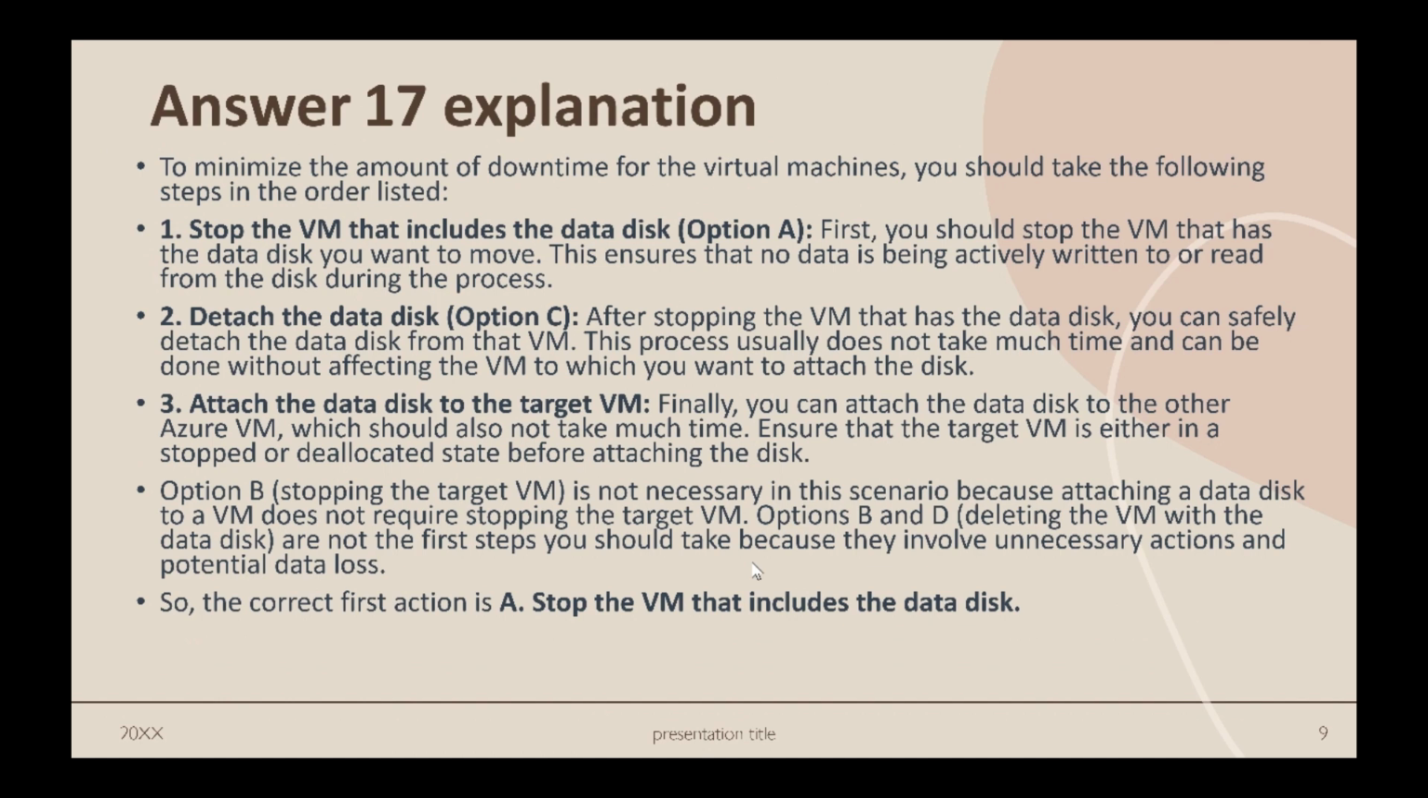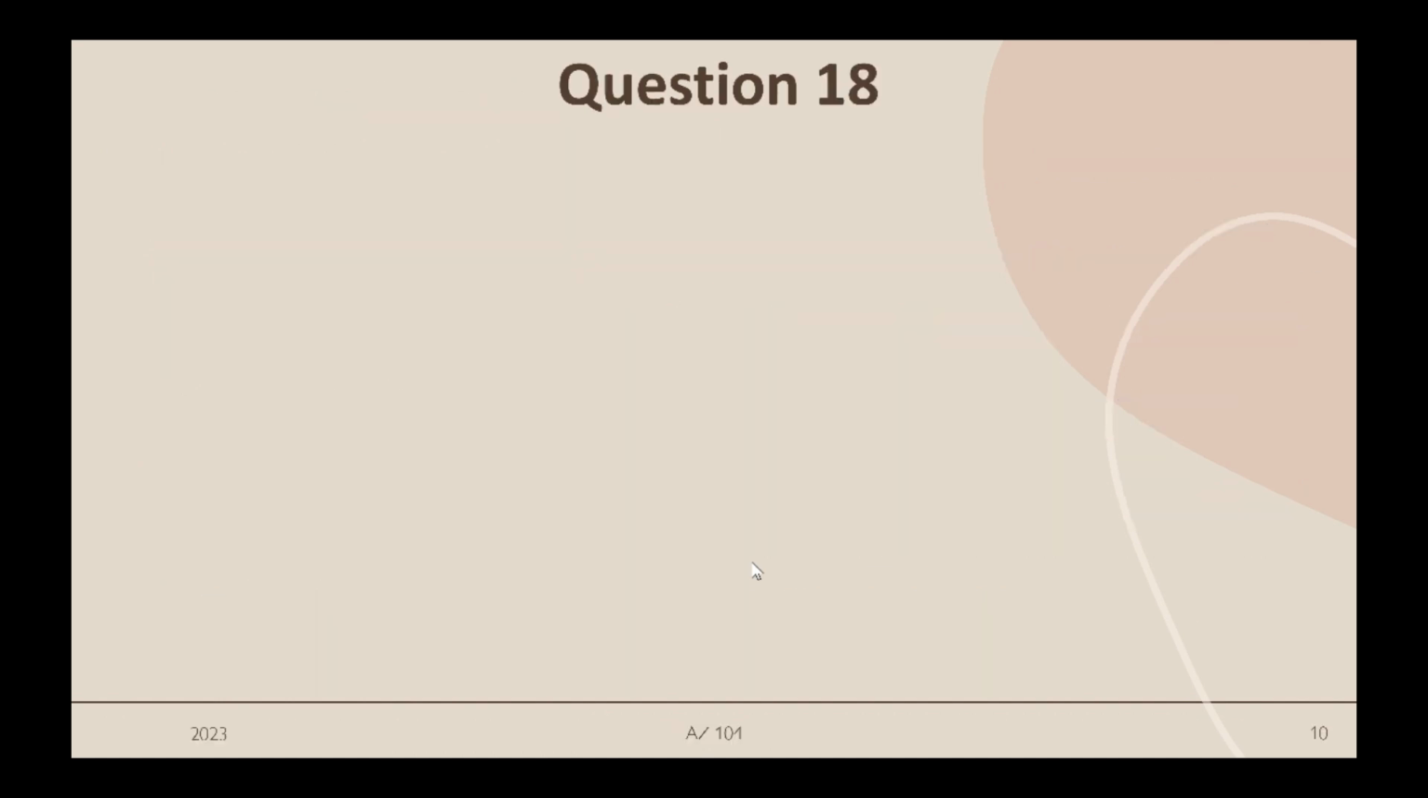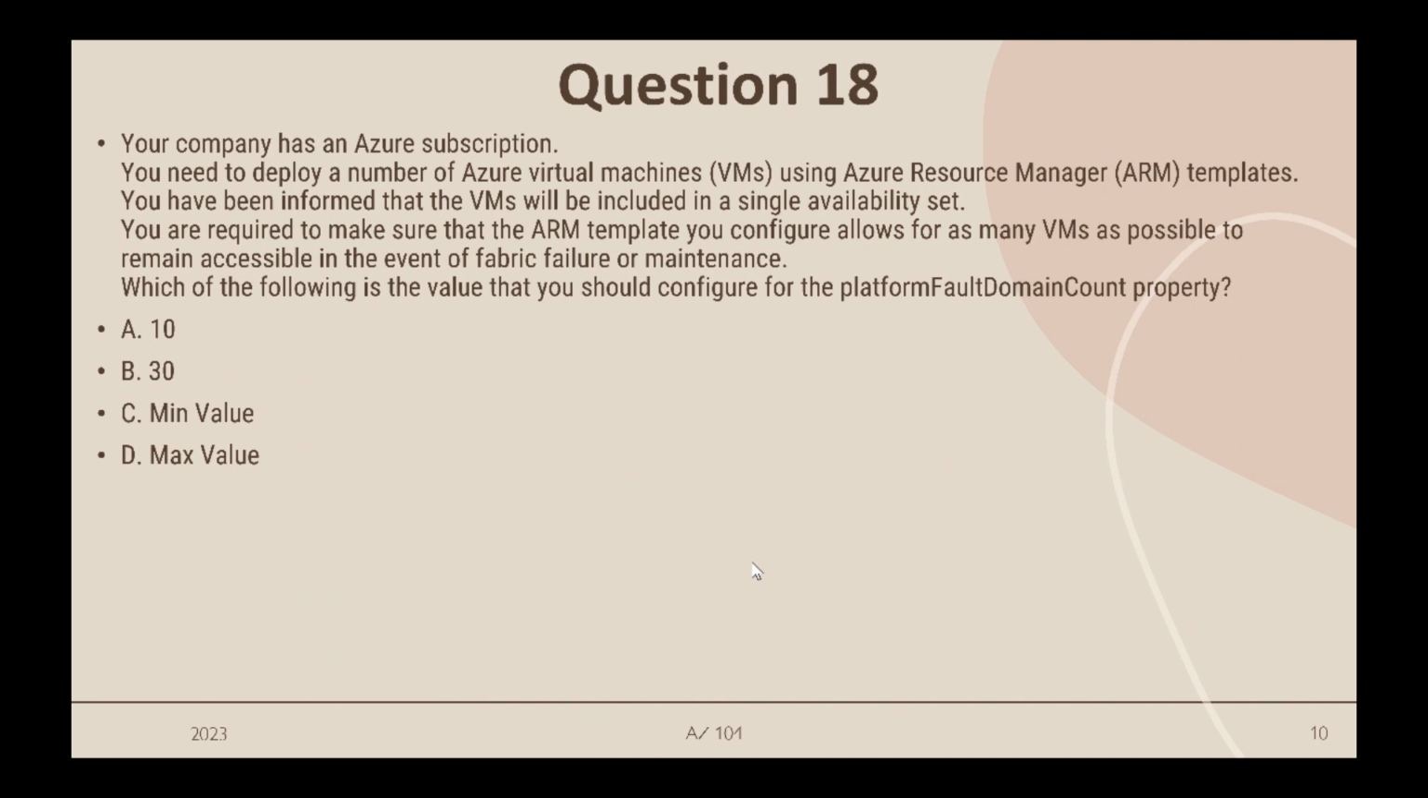So now let's look into the next question, question number 18. So your company has an Azure subscription. You need to deploy a number of Azure virtual machines using Azure Resource Manager templates. You have been informed that the VMs will be included in a single availability set. You are required to make sure that the ARM template you configure allows for as many VMs as possible to remain accessible in the event of fabric failure or maintenance. Which of the following is the value that you should configure for the platform fault domain count property?